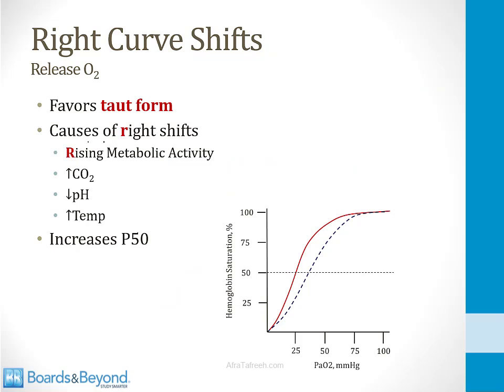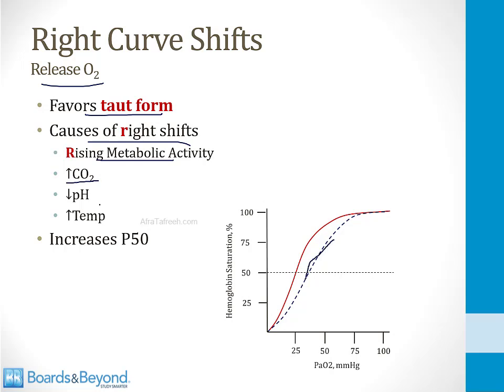So what are causes of right shifts? Well, anything that is associated with rising metabolic activity where the tissues need more oxygen. So how can hemoglobin tell when tissues need more oxygen? Well, one way is if the CO2 level is going up. CO2 is produced by metabolism, so if there's lots of CO2 around, that will be sensed by hemoglobin, and it will change its form to have more of that taut form present, which tends to release O2, and that will cause the curve to shift to the right to look like the blue line here.